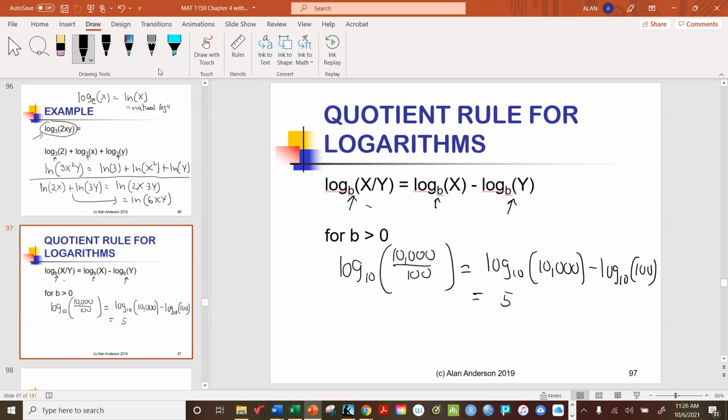And another option that I had here was just say, oh, wait a minute, why don't I just reduce it in the first place? 10,000 over 100 is just simply 100. And either way, I'm going to get the same number. Okay.